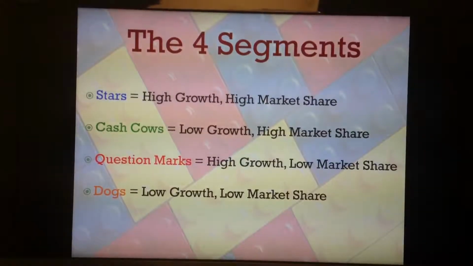What are the four segments of the BCG matrix? The BCG matrix is composed of four detailed segments: stars, which have high growth and high market share; cash cows, which have low growth and high market share; question marks, which have high growth and low market share; and finally, dogs, which have low growth and low market share.